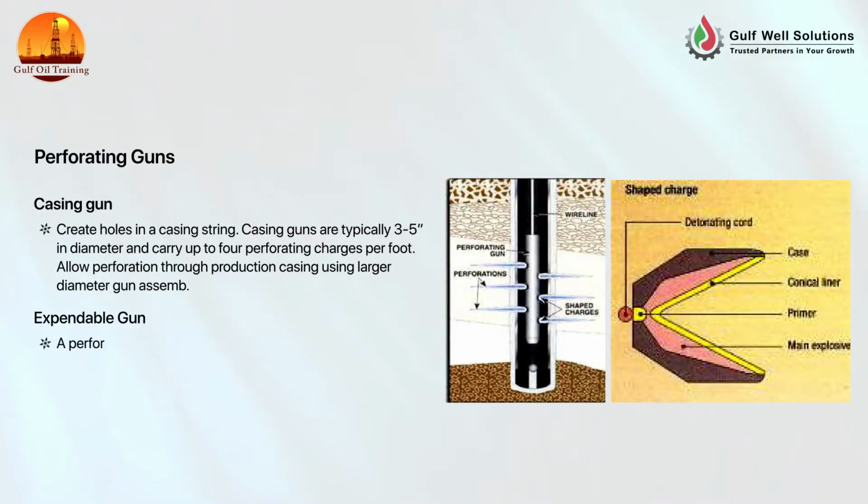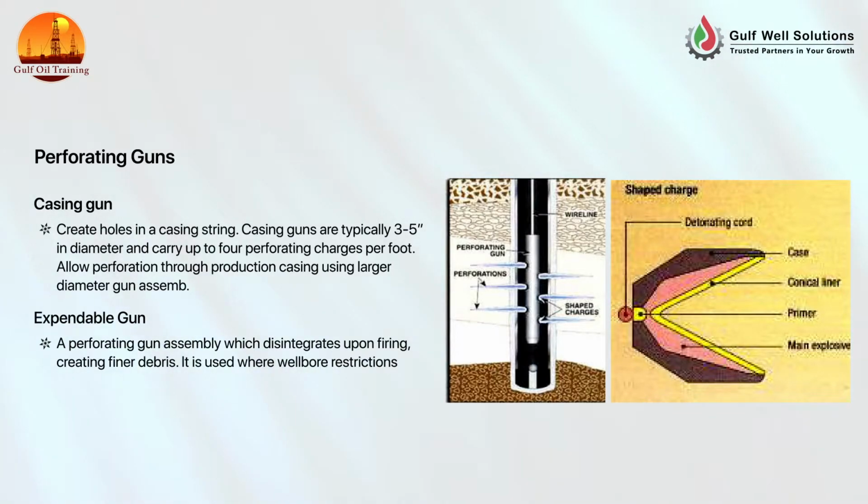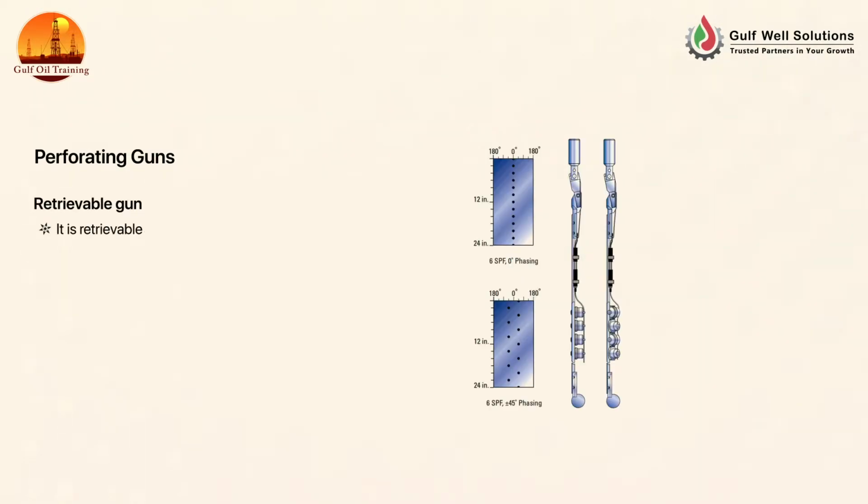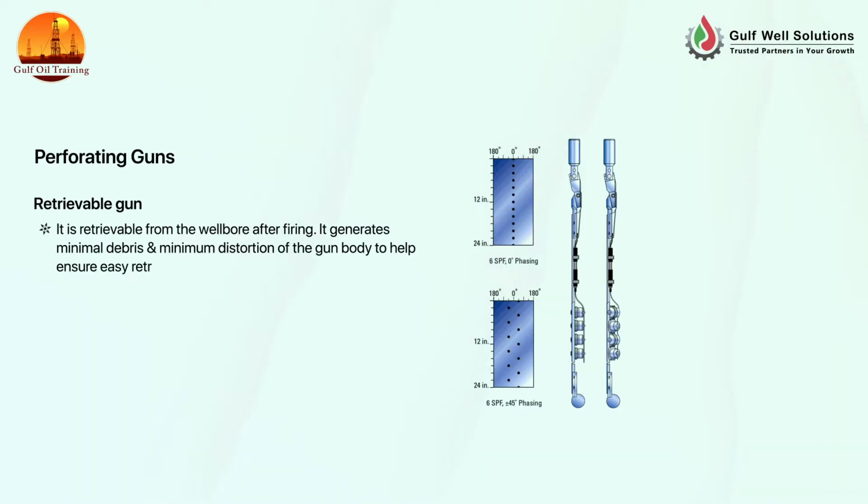Expendable gun. A perforating gun assembly which disintegrates upon firing, creating finer debris. It is used where wellbore restrictions allow only limited access, as in through-tubing applications. Retrievable gun. It is retrievable from the wellbore after firing. It generates minimal debris and minimum distortion of the gun body to help ensure easy retrieval.